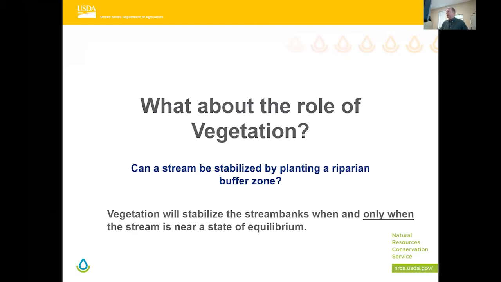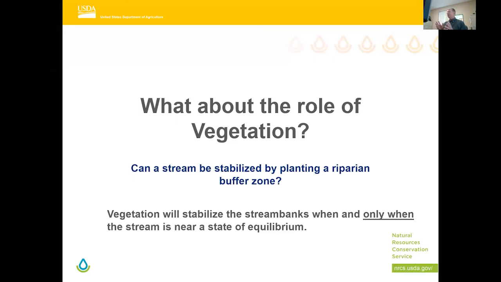So let's talk about the role of vegetation. Can a stream be stabilized by planting just a riparian buffer zone or things? As we talk about some of these stream processes, you understand that they tend to happen towards the bottom of the actual stream channel, and vegetation up high on the bank often doesn't really do much to help that. Trees can to some extent because their roots tend to stabilize the soil, but you can see that in a lot of these degraded channels we've shown, trees have not helped at all even.